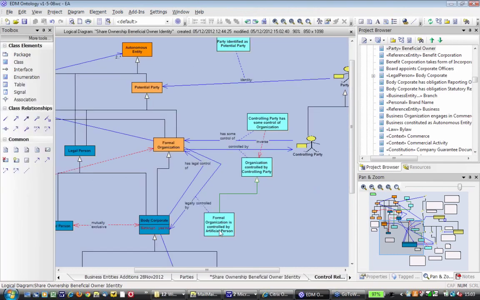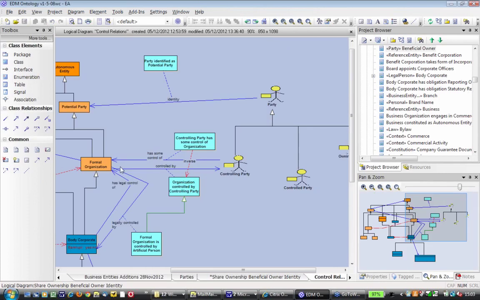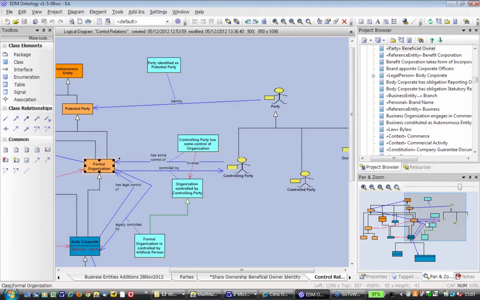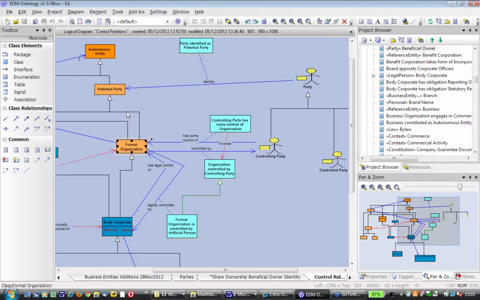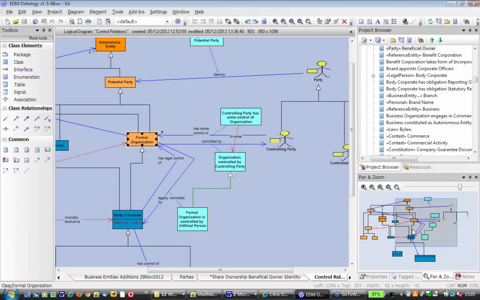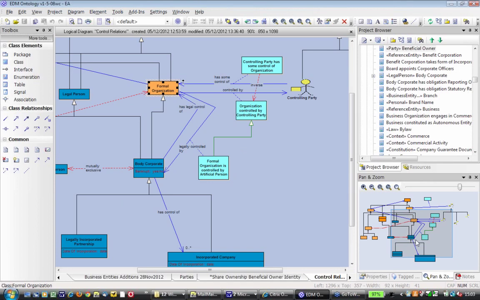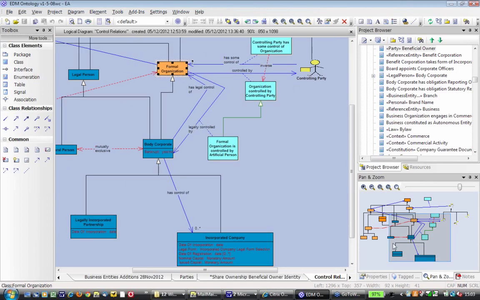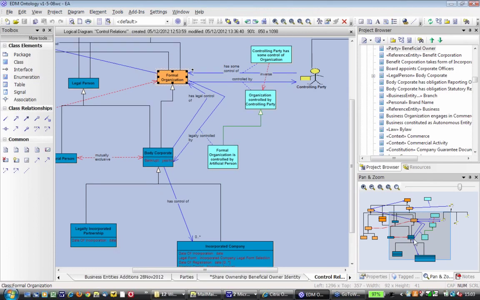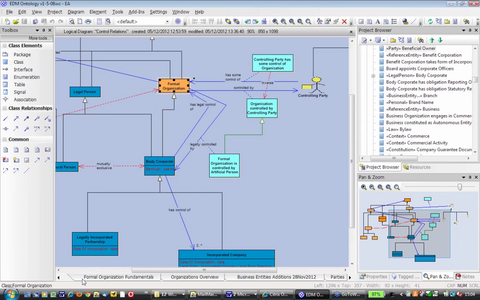When you say to achieve any sort of ultimate control, you do. But, for example, if we look at control relationships, over here we have, again, a party, a controlling party and a control party. These are just existing things that have been in the model for a while now: some controlling party is any potential party that has some control of some form of organization. Some form of organization may have legal control of some body corporate, some legal person, such as an incorporated company or legally incorporated partnership or something. But it's all vague. We haven't really said anything about what we mean by that kind of control.